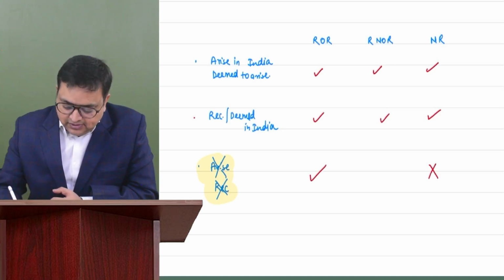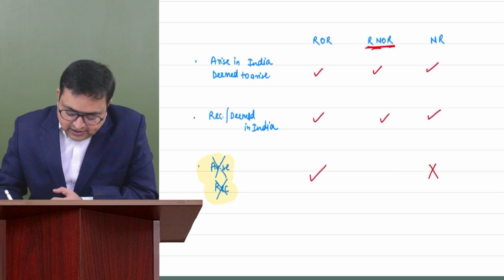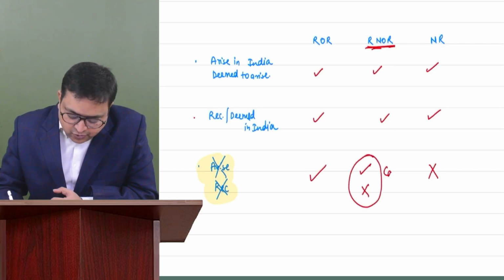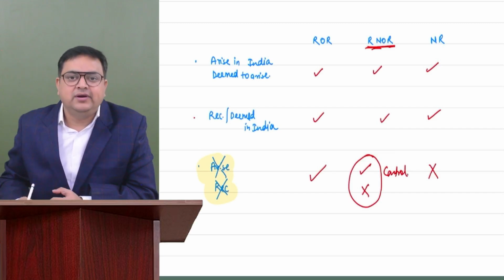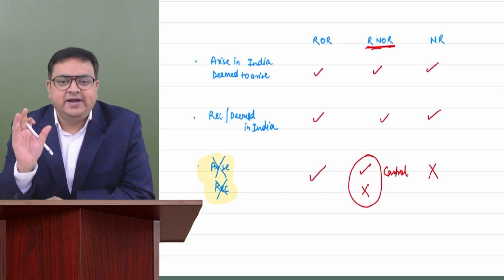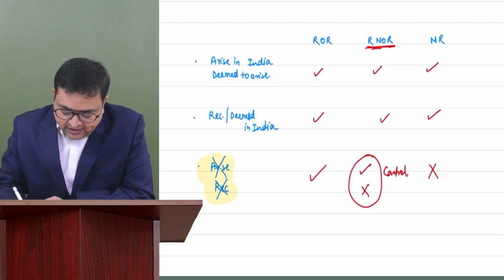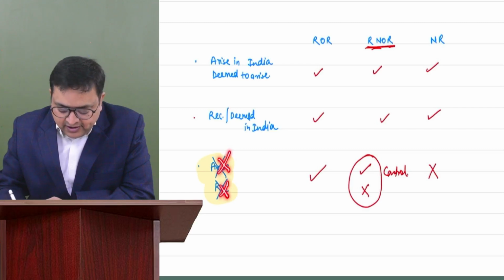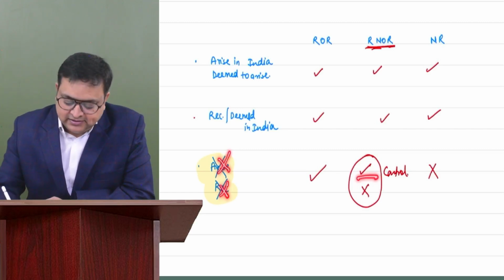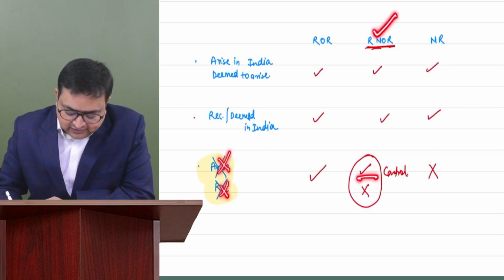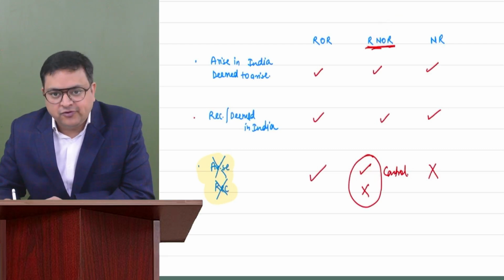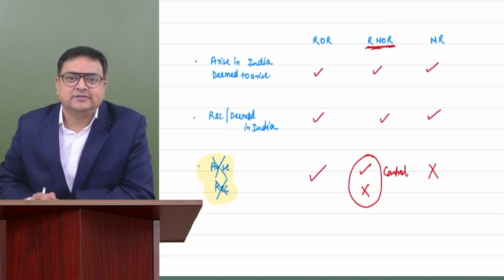Now, for not ordinary, it could be yes also, it could be no also. It depends upon the control, whether it is controlled from India or not. So if it is controlled from India, although it is not arising nor received, not ordinary will pay tax on it. But if it is not controlled from India, then he will not pay tax.